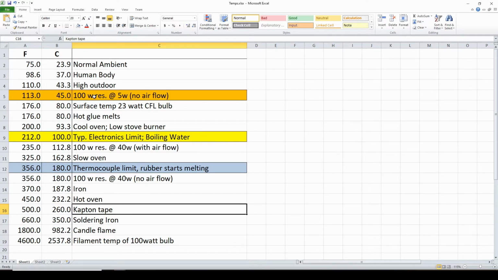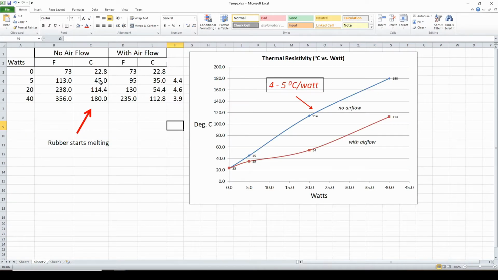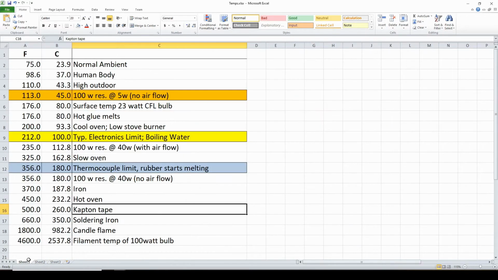So now our 100-watt resistor with 5 watts flowing, we saw that it was about 45 degrees centigrade, okay? So here is our 100-watt resistor with 5 watts, no airflow, is about 45 degrees centigrade, which is about the same as a hot outdoor summer day, all right? So now what I did is I took my thermocouple, I measured the surface of a CFL light bulb, 23-watt light bulb, and it was about 80 degrees C, okay? So if you touch, which you shouldn't, if you touch a CFL light bulb, it'll be about 80 degrees C. It's about the same as the temperature of hot glue melting, okay? So if you use a hot glue gun, something around 80 degrees C, it will melt, okay?